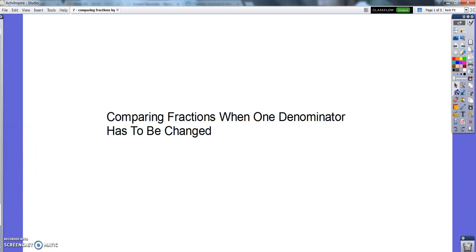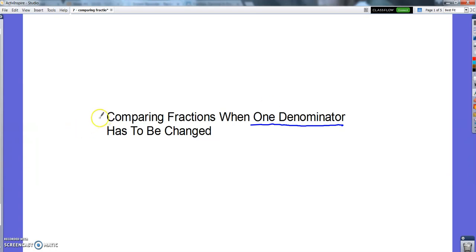Today's mini lesson is on comparing fractions when one denominator has to be changed. So please write this as the title on your next page. When you have done that, unpause, close your math notebook, and just concentrate with me.